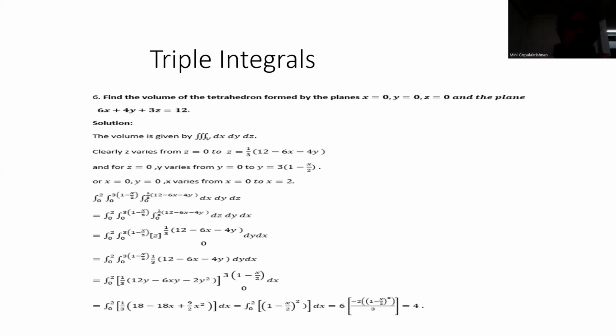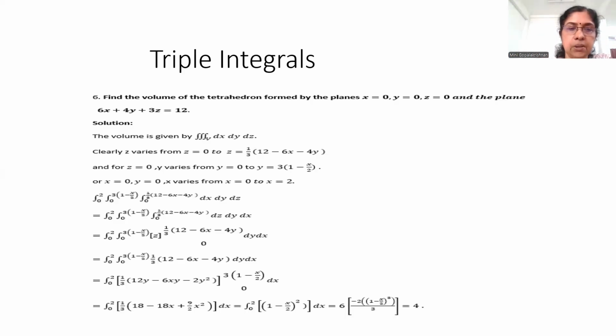Now we put all these limits in order and continue our process of integration. So z is the inner variable, y is the middle variable, x is the outer variable. We go ahead with the integration and then we get the answer.